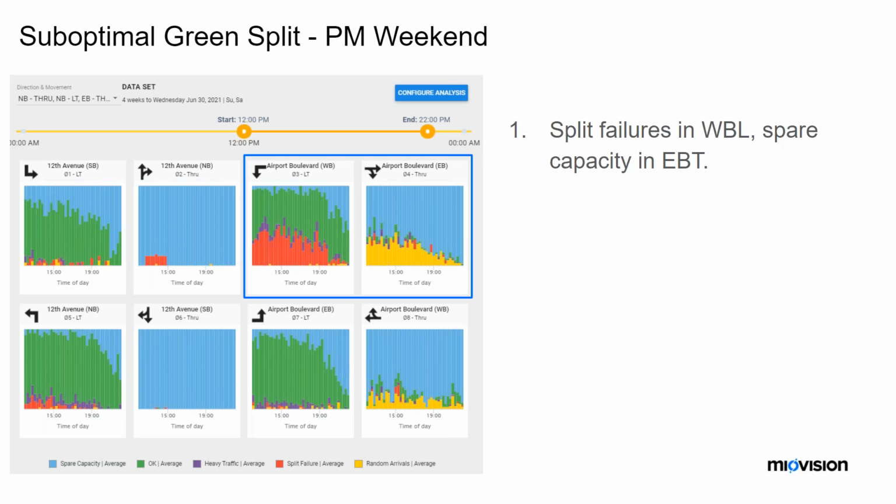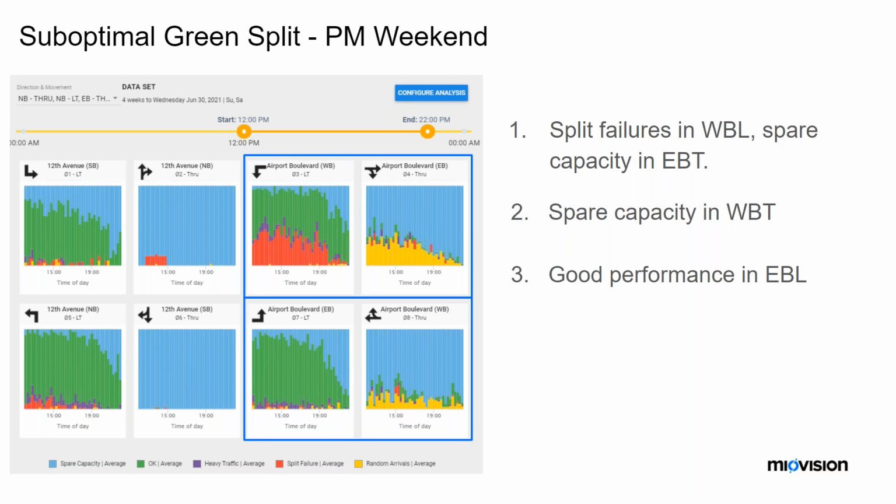So that eastbound through movement definitely has some room where maybe we could take some green time and reassign it. Some other things to notice here, there is also spare capacity in that westbound through movement. So if the eastbound through and the westbound through are tied together, we can kind of remove time from both of them. Both of them seem to be not using that green time super effectively.